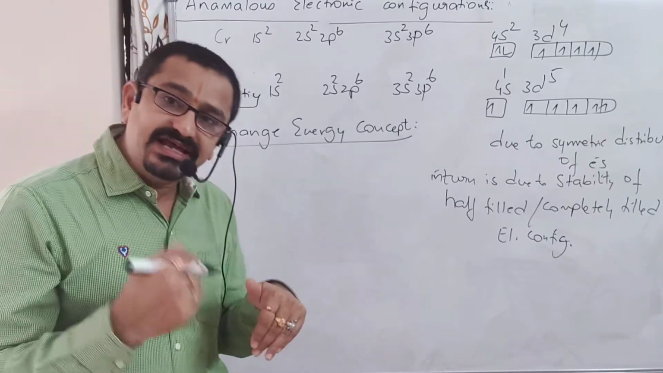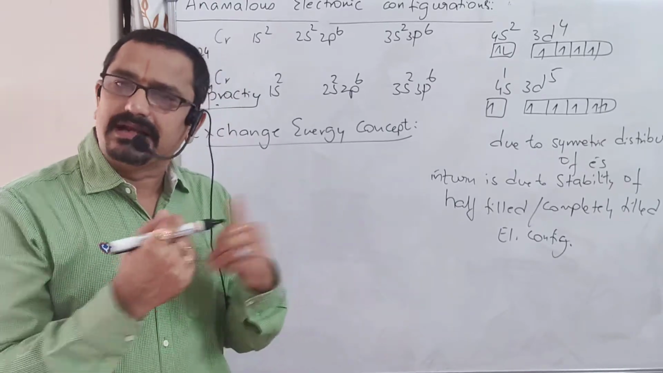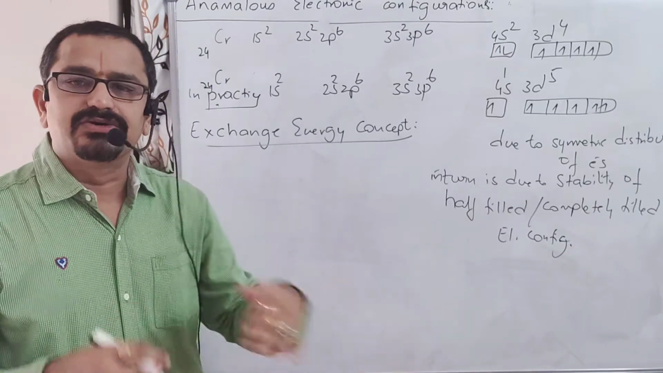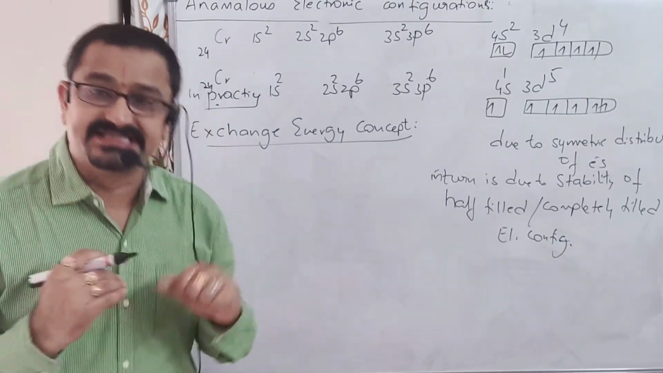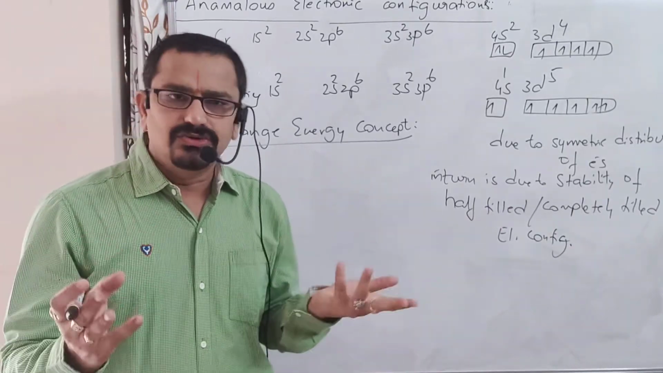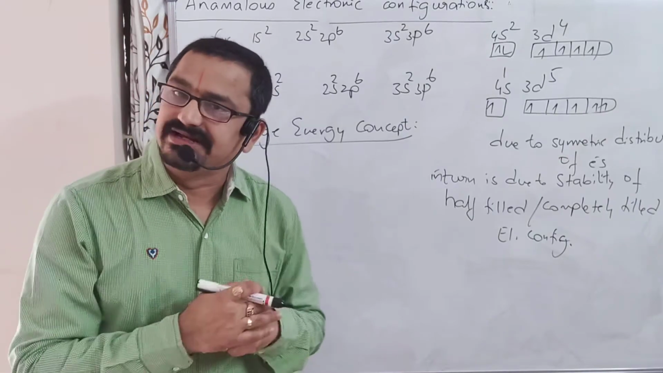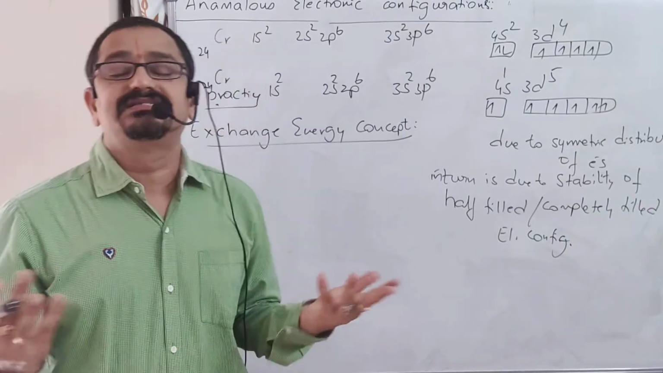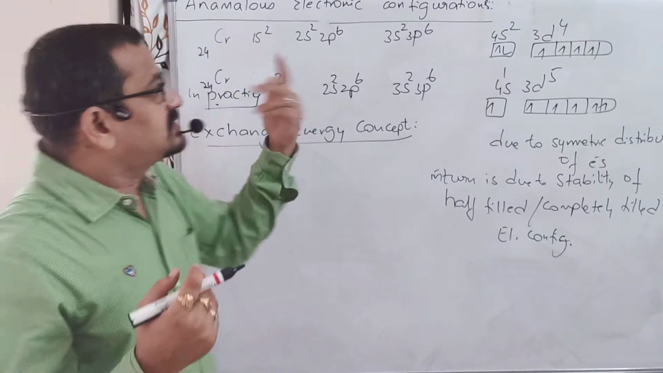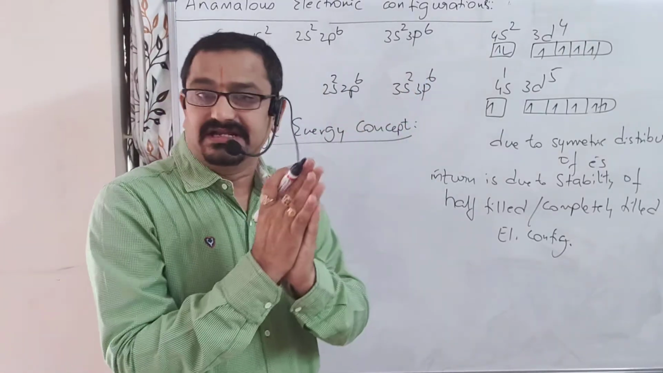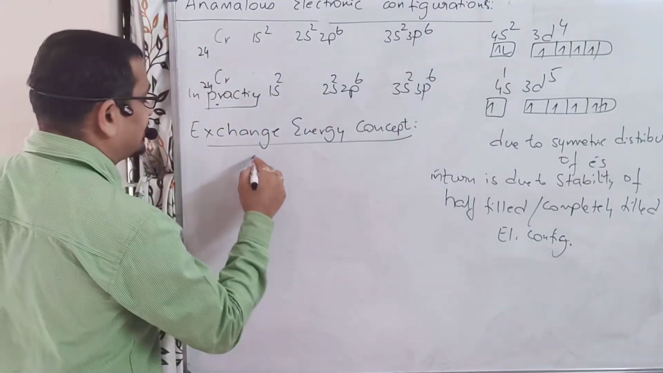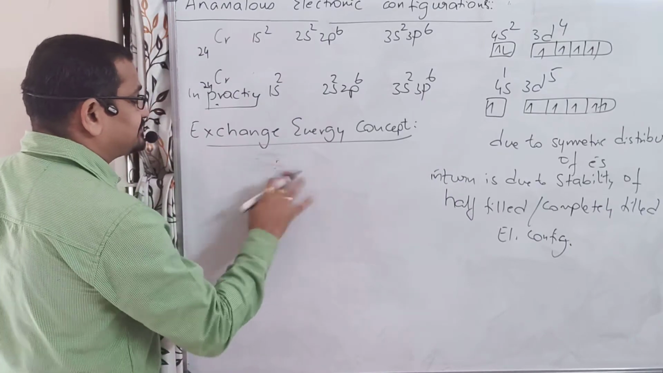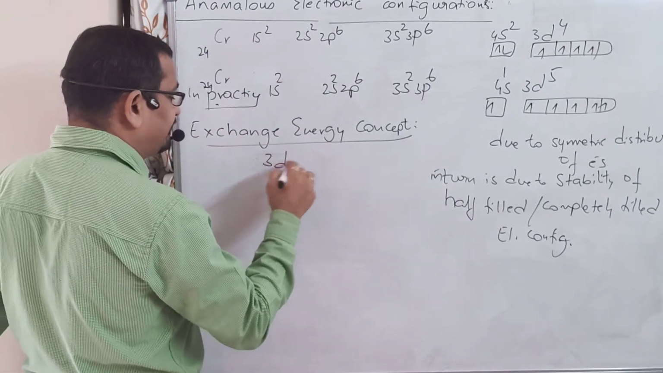The more such trials of parallel spin, the more the repulsion, and the more energy is released out. The atom comes to a low energy state. Understood? You know that the less the energy, the more the stability of the atom. So, once again I am explaining, suppose you take 3d4.